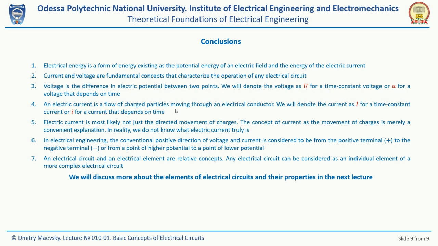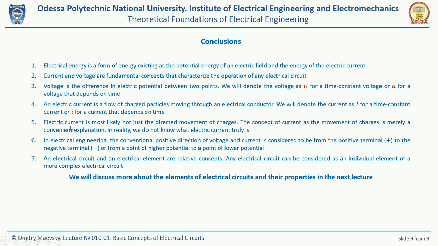In this lecture, we learned that electric energy is a form of energy that exists in the form of both the potential energy of an electric field and the energy of an electric current. Current and voltage are fundamental phenomena that characterize the operation of any electric circuit. Voltage between two points is the difference in electric potentials of these points. Electric current is the flow of charged particles moving through an electric conductor.